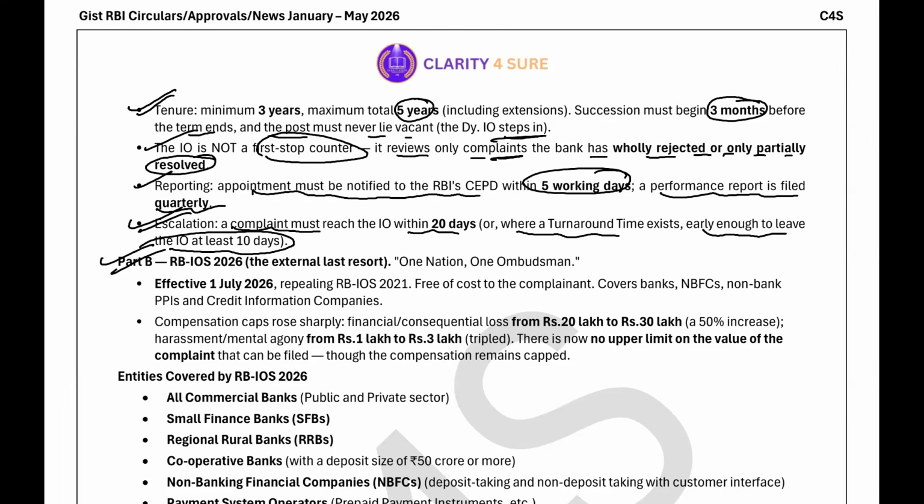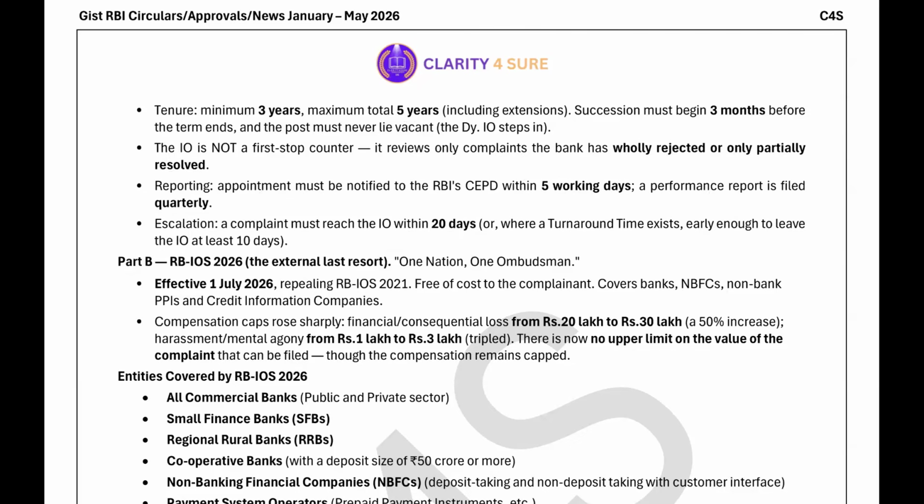Now part B. It is important because it is new. RBIOS 2026, the external last resort. Why are we saying last resort? Because if you check the functions of RBI, RBI is the lender's last resort.